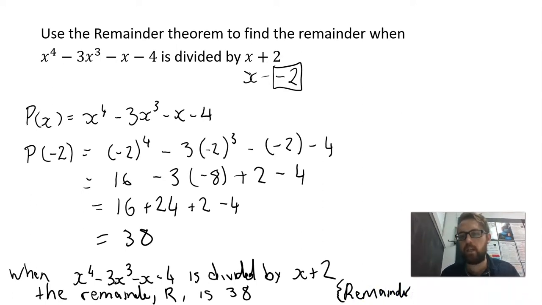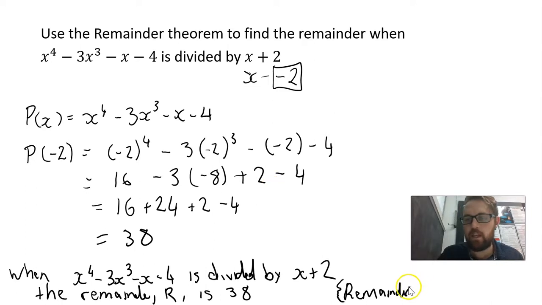All right, if I just move my head out of the way there. Remainder theorem, because that's the reason we were able to say that. That's telling someone that's looking at your work how you came to that conclusion. So that's the first little example.